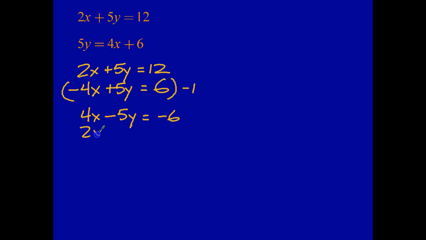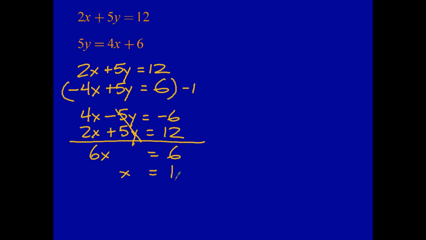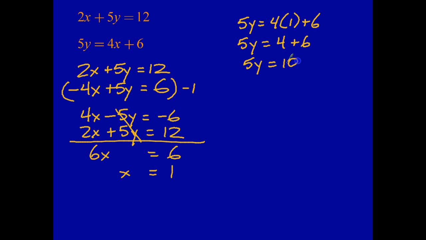Okay, and then we'll put the other one underneath it. 2x plus 5y is equal to 12. And we'll combine these. These cancel out, and I'm left with 6x is equal to 6. So x is equal to 1. Okay, so you can use either one of these to find out what y is. I'm going to use this one because it's already sort of set up for me. So we'll do 5y is equal to 4 times 1 plus 6. So 5y is equal to 4 plus 6. 5y is equal to 10. Divide by 5, y is equal to 2.